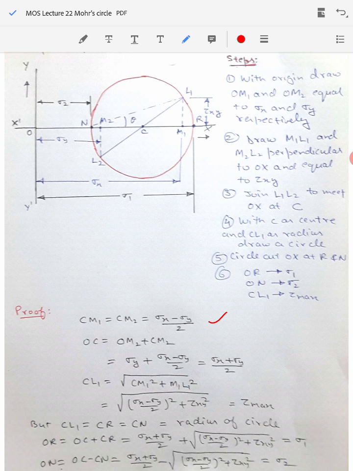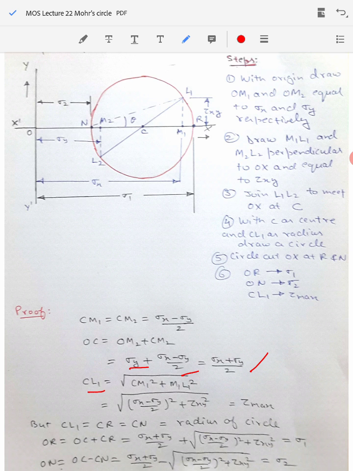The value of OC, that means the distance of point C from the O, can be defined as OM2 plus CM2. This is our M2, so OM2 plus CM2 is equal to OC. Now OM2 is nothing but our sigma y. This is how we have plotted the point M2, so that's why OM2 is equal to sigma y. CM2 we have just defined as (sigma x minus sigma y) by 2, so their net sum will be equal to (sigma x plus sigma y) by 2.